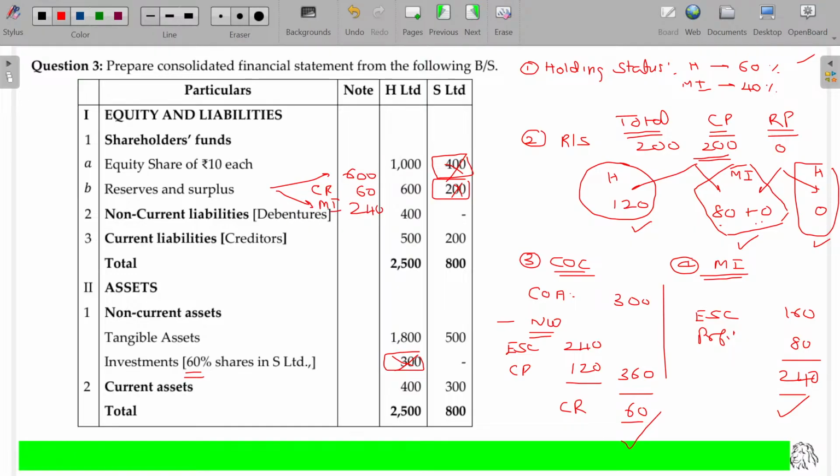Leaving that, the rest, this 100 rupees will be posted as it is, 600 posted, this 400 rupees is going to be posted here, debentures, and 500 plus 200, 700 rupees, and 1800 plus 1500, 2300, and this one is dash, 400 plus 300, 700. Overall total being 3000 rupees in assets as well as in liabilities also. Hope it is tallying, right?